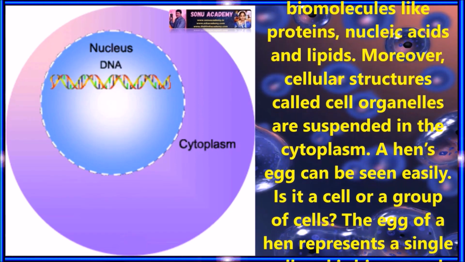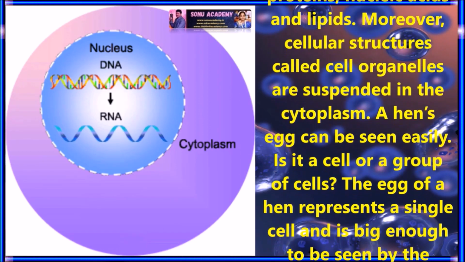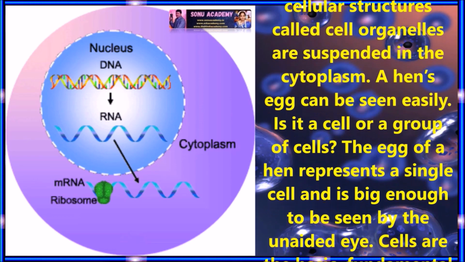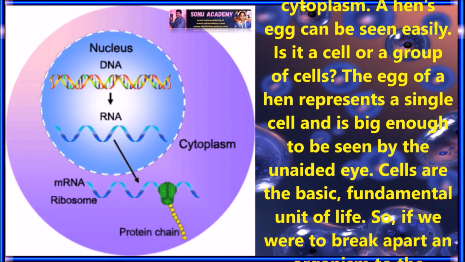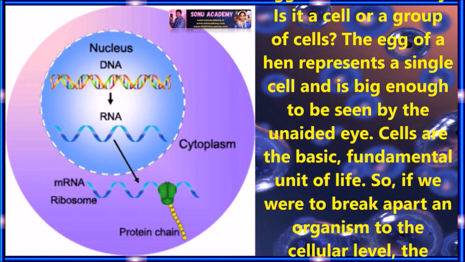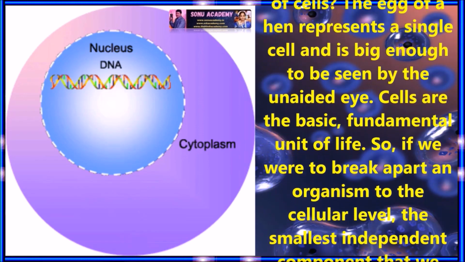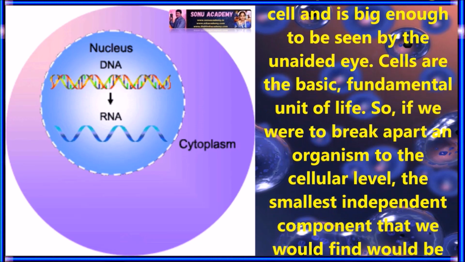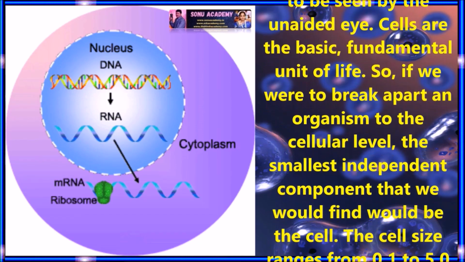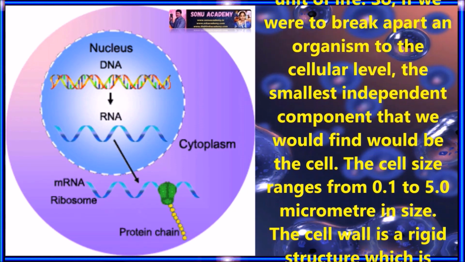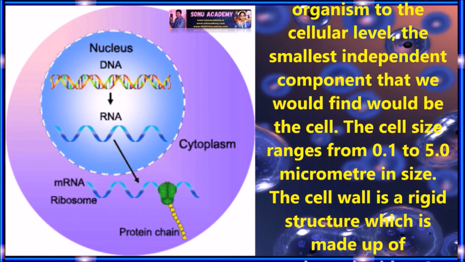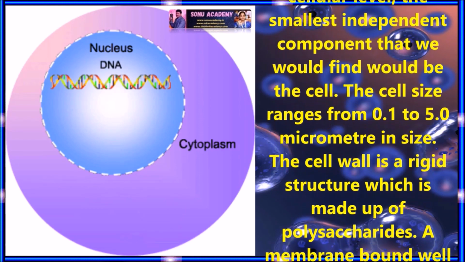A hen's egg can be seen easily. Is it a cell or a group of cells? The egg of a hen represents a single cell and it is big enough to be seen by the unaided eye. Cells are the basic fundamental units of life. Already we discussed that. So, if we were to break a part of an organism down to the cellular level, the smallest independent component that we would find would be the cell.